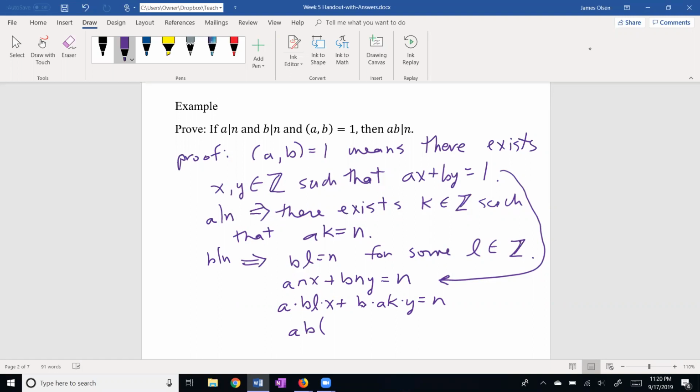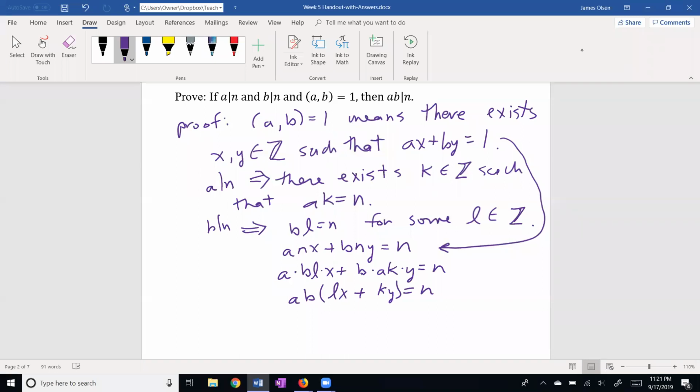AB times LX plus KY is equal to N. So I have AB times something equals N. That something, that quantity, is an integer because of the closure property. And now I can conclude that AB divides N. Again, we've used our definition of divisibility in both directions.